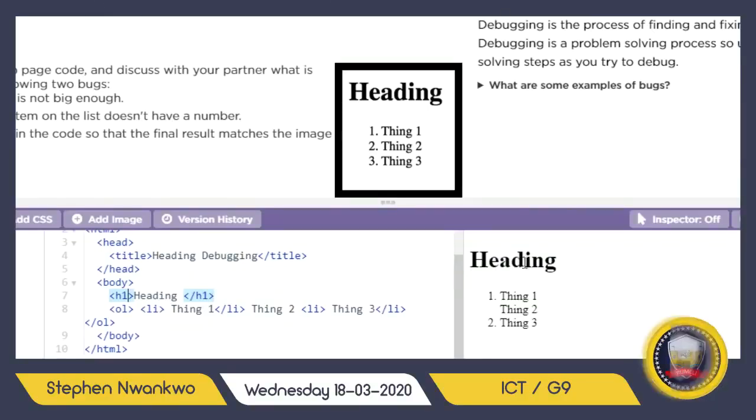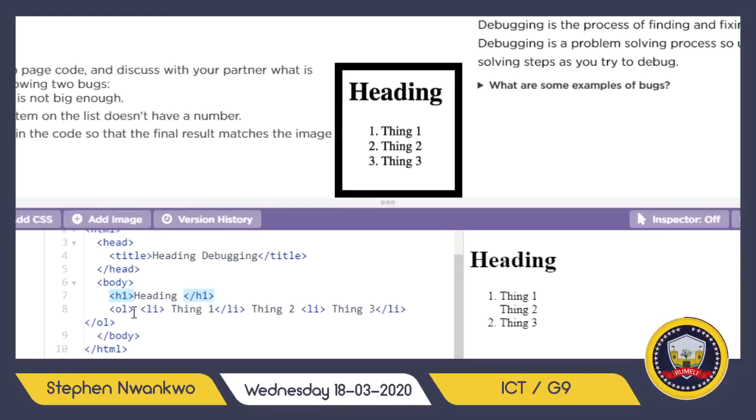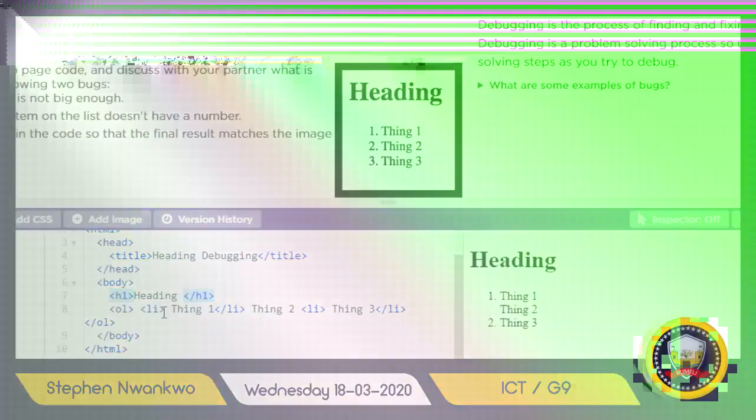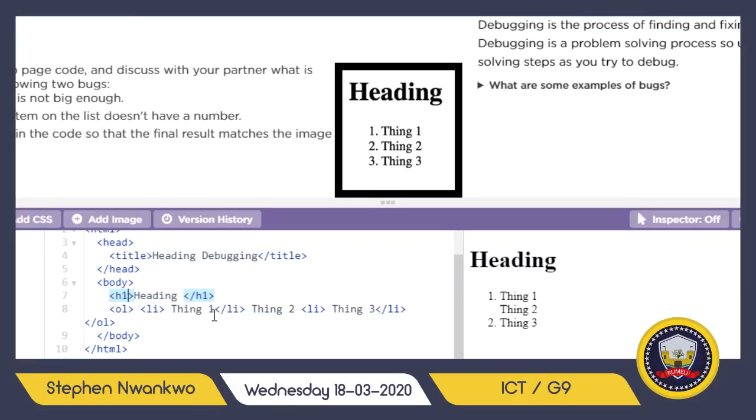Now look at the results over here. Now the heading is what? Big enough, just like the word image here. Now let's look at the second item. It says that the second item on the list doesn't have a number. Okay, this is ordered list. Ordered list means what? Numbers arranged as 1, 2, 3. And here for thing 1, we have the opening list tag and the closing list tag for thing 1. Thing 3, we have the opening list tag and the closing list tag for thing 3.